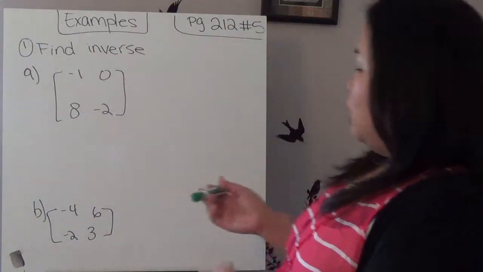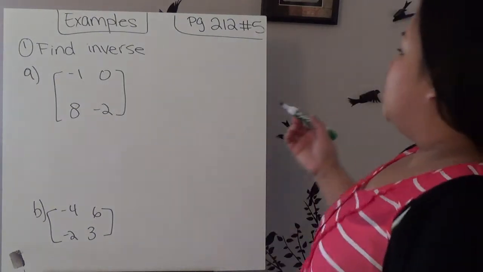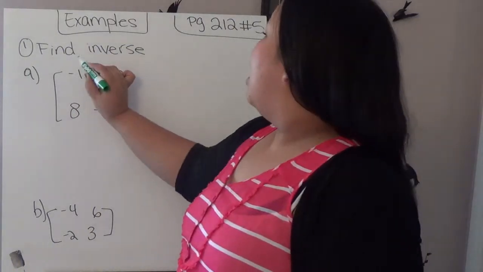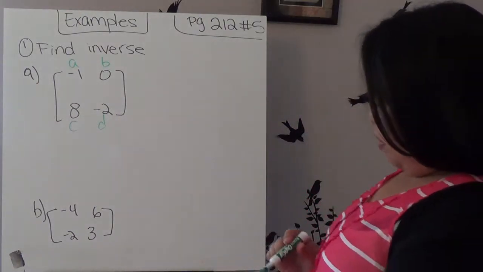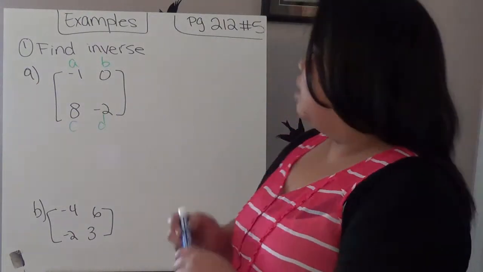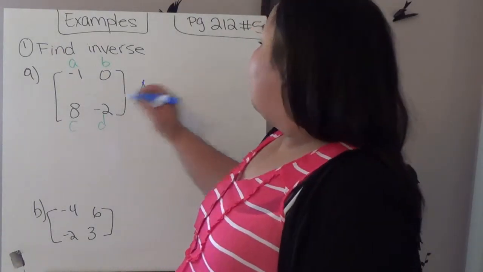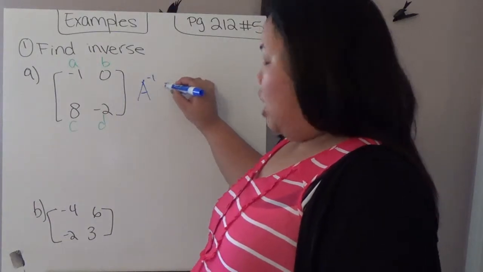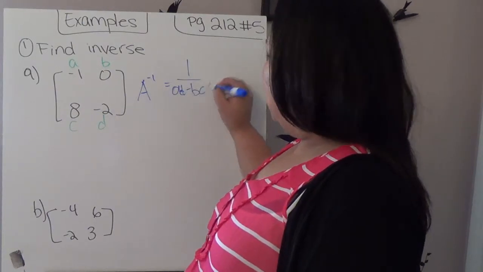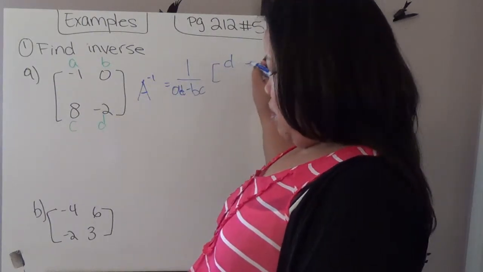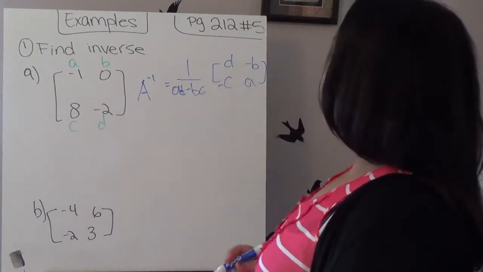Alright, so the first one here we have is negative 1, 0, 8, negative 2. So this would be our A, B, C, D. If you can look back in your notes where we had the formula in the previous board, A, B, C, D. So A negative 1, or whatever letter they assign this, equals 1 over AD minus BC, sorry, negative CA. Okay, just so we have the formula here.